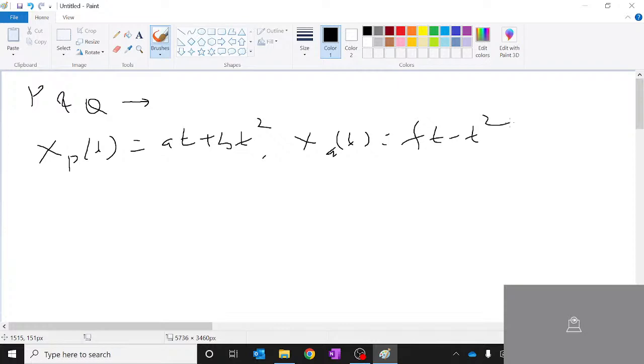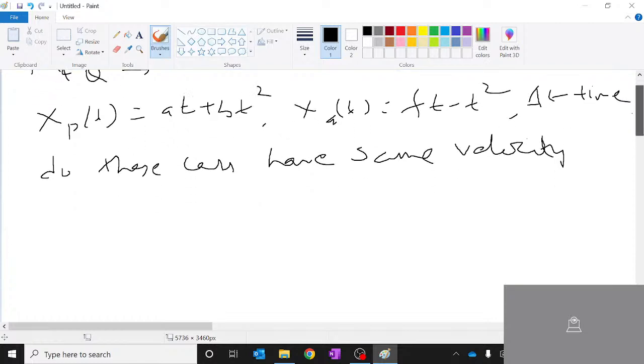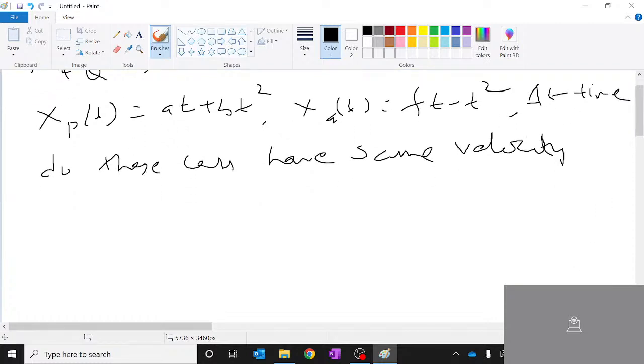Now the question asked is, at what time do these cars have the same velocity? Clear? Now the moment you talk about velocity, x is given to you, and velocity you are asked to find out. What do you do?